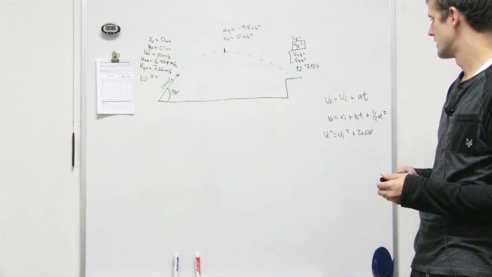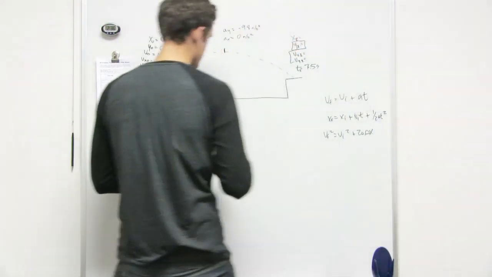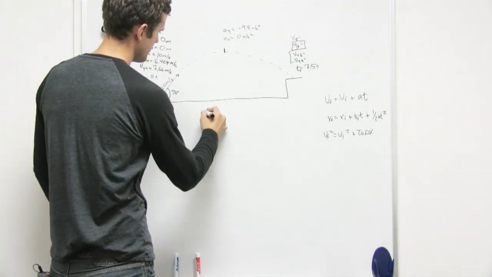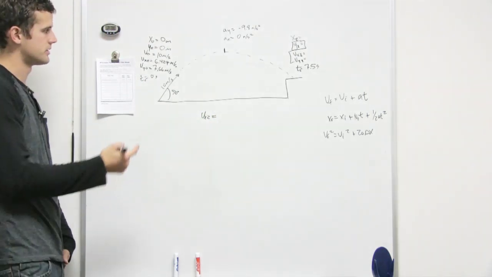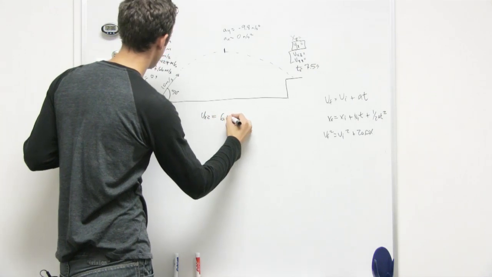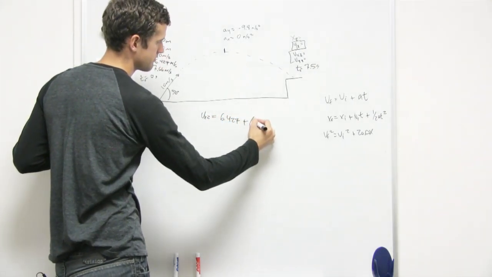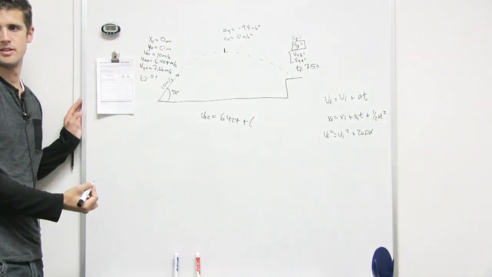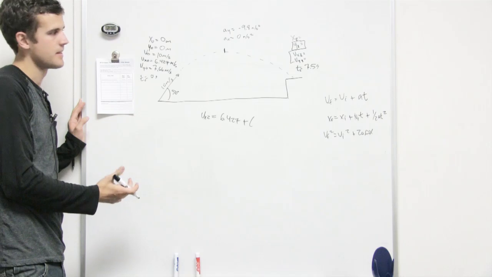Well, we know B. Let's use the top one. Definitely. So let's go x. Vx2 is going to be equal to x initial, 6.427. Acceleration, let's see, 10. Oh, we're just worried about the gravity acceleration.